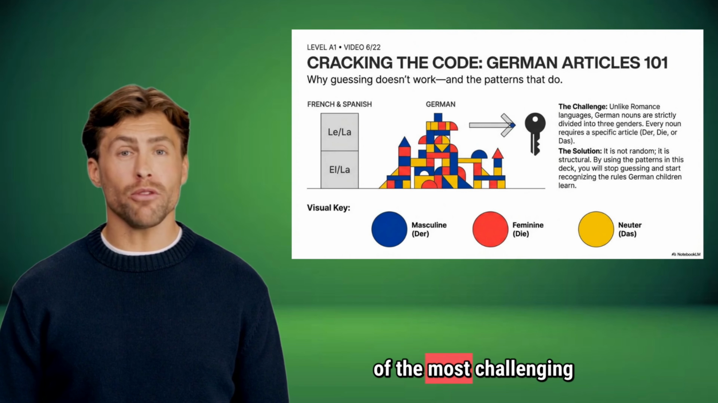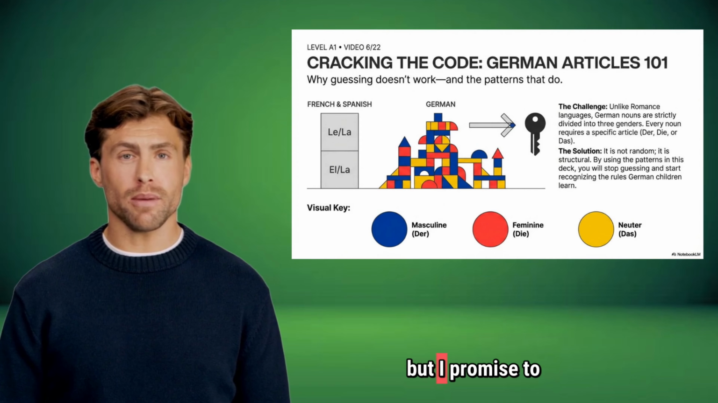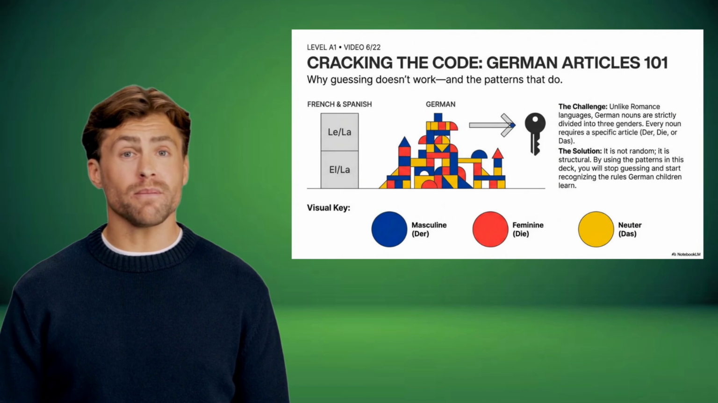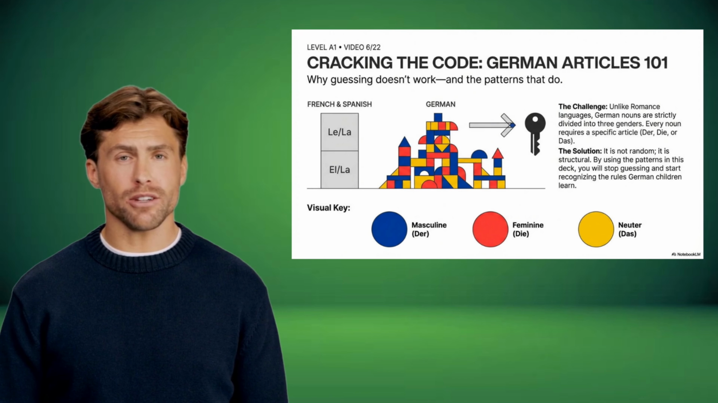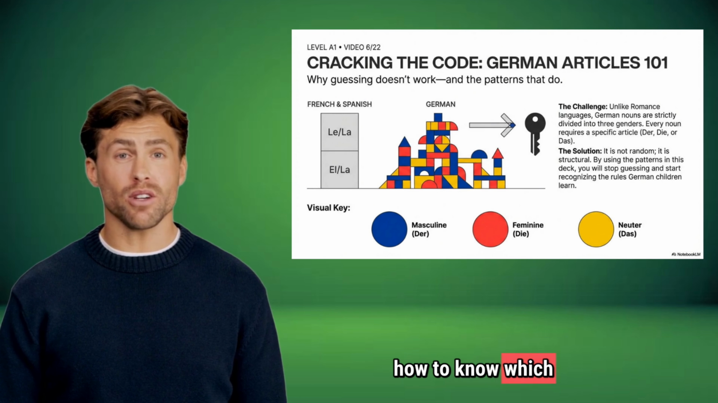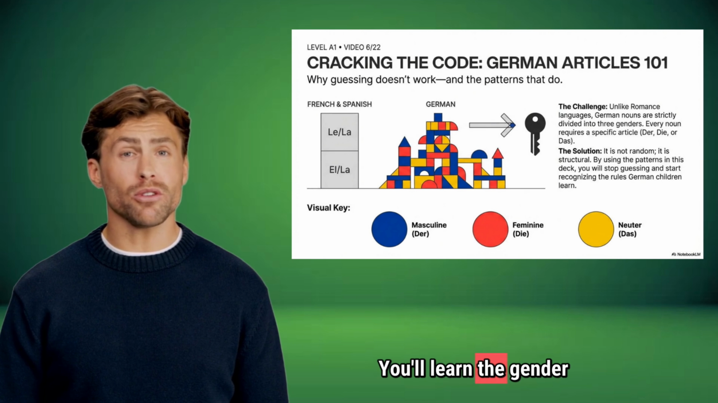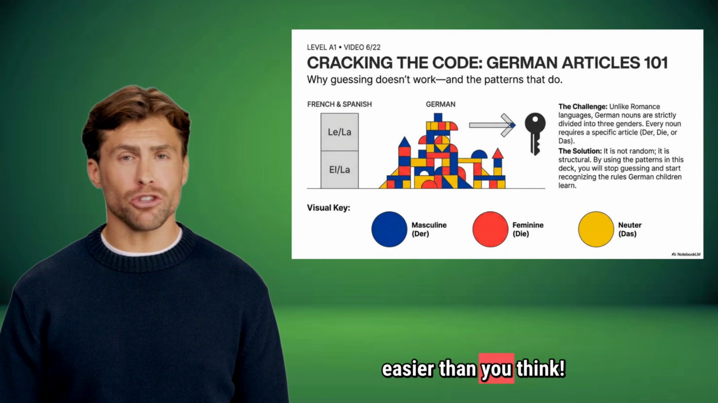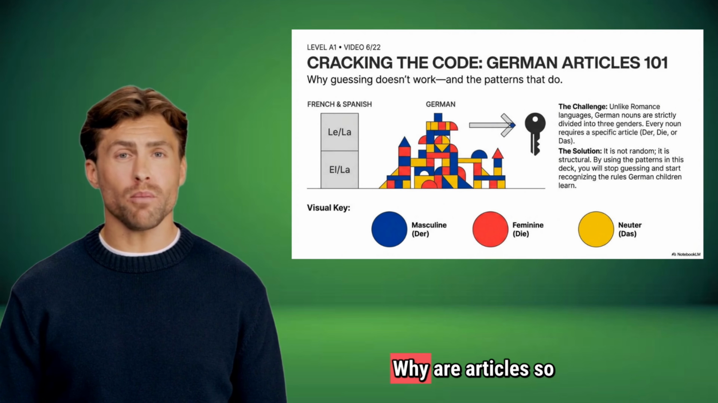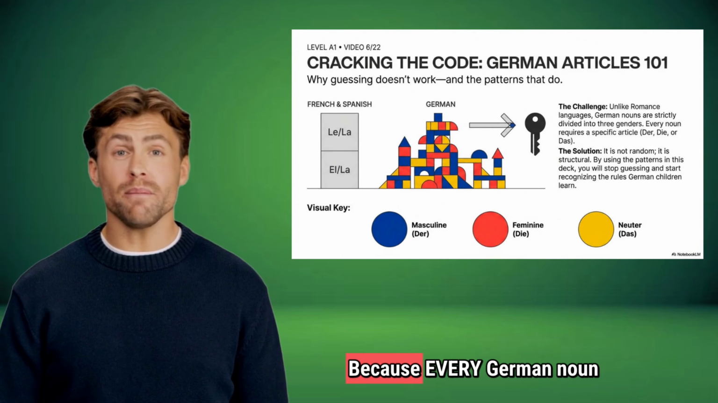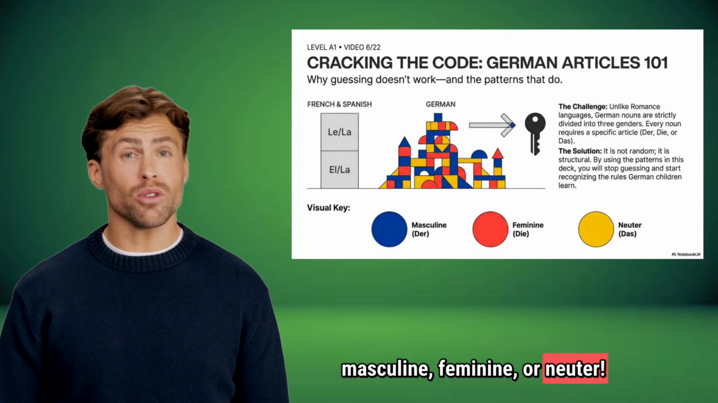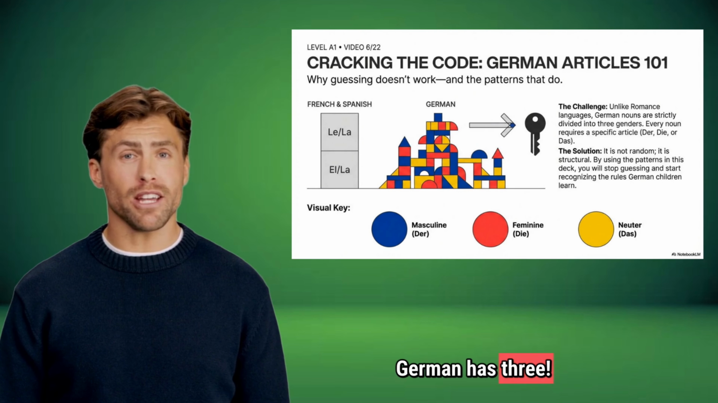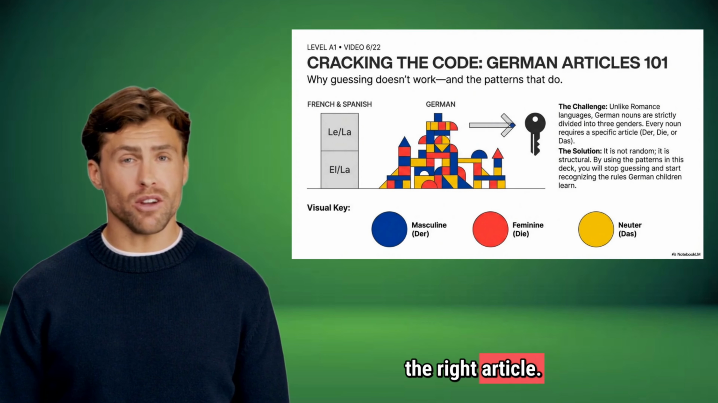Today we're tackling one of the most challenging topics in German, but I promise to make it clear. By the end of this lesson, you'll understand German articles, der, die, das, and how to know which one to use. You'll learn the gender patterns that make this easier than you think. Why are articles so important? Because every German noun has a gender, masculine, feminine, or neuter. Unlike Spanish and French, which have two genders, German has three, and you must use the right article.